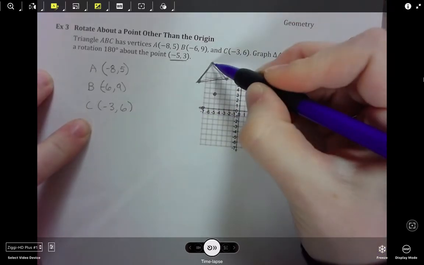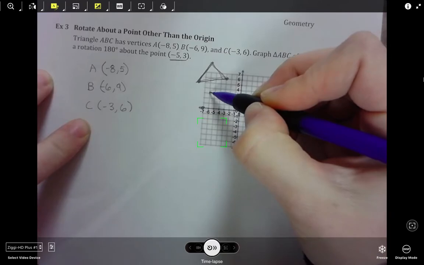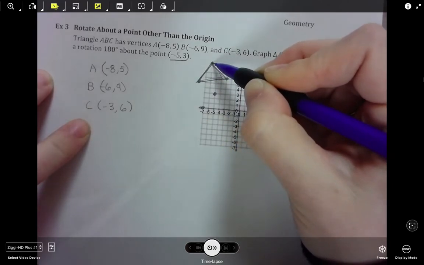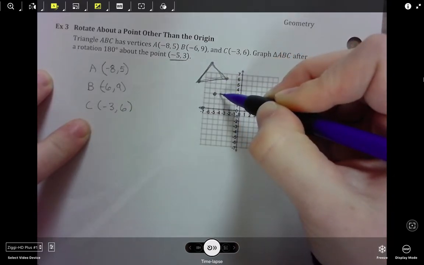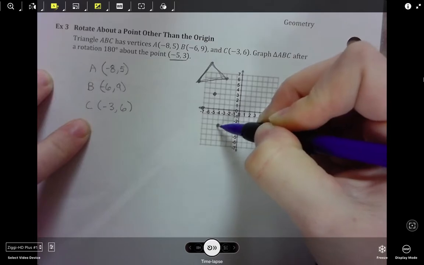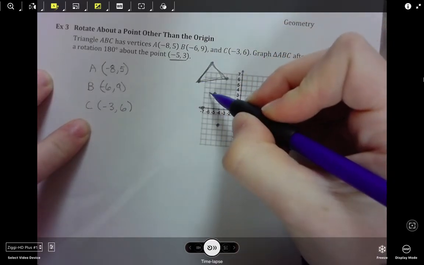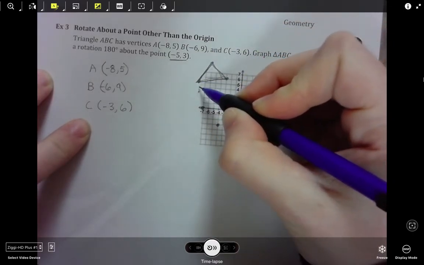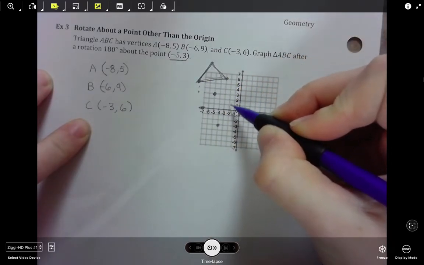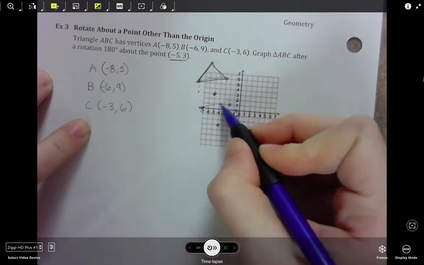Okay. This point right here is 1 to the left and 1, 2, 3, 4, 5, 6 units up. So I'm going to go 1 to the right and 6 units down to get my new point. This guy right here is 1, 2, 3 units to the left and 2 units up. So I'm going to go 3 to the right and 2 units down. That's what a 180-degree rotation would be.